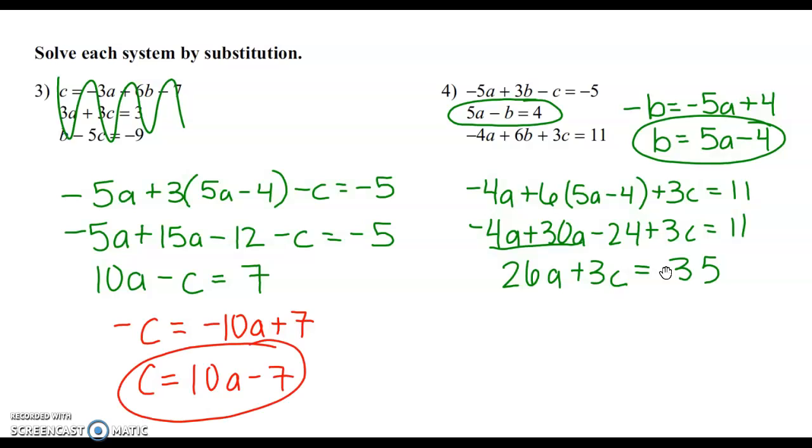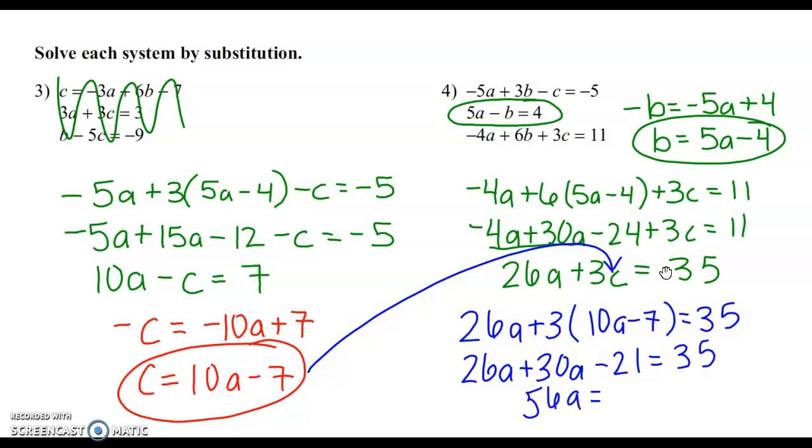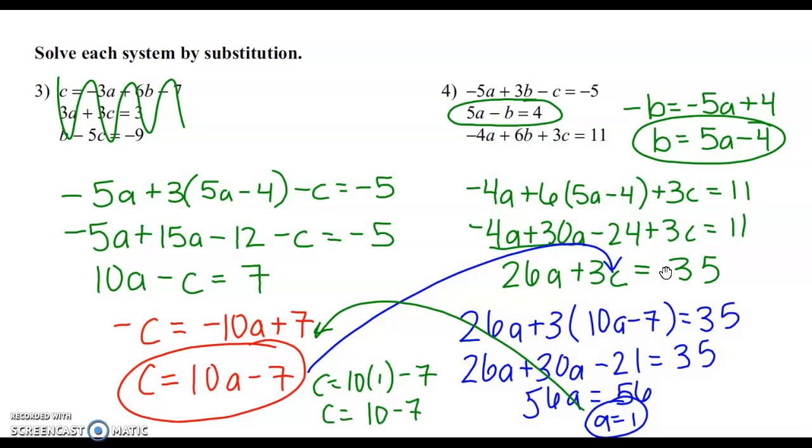Now I'm going fast. I'm going to time out at 15 minutes. Plugging C back in, I have 26A plus 3 times C, which is 10A minus 7, equals 35. So I've got 26A plus 30A minus 21 equals 35. So I'm looking at 56A equals 56. A is 1. And then I'm going to plug A is 1 back in. So C equals 10 times A, which is 1, minus 7. So C equals 10 minus 7. So C is 3.